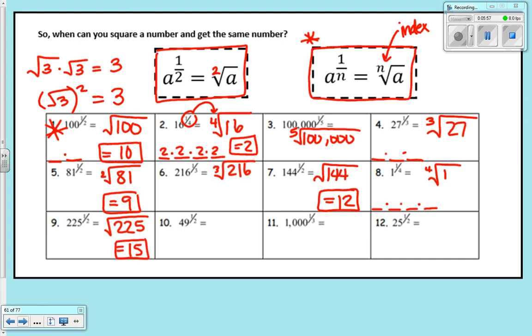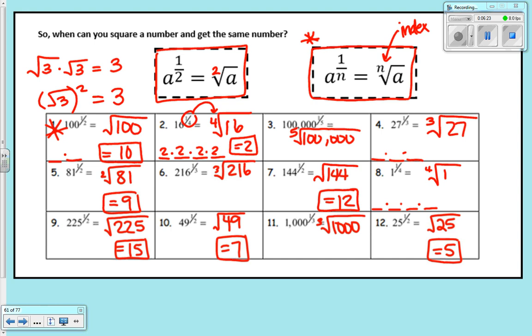Number 10, I'm going to let y'all try it. I'm going to give you a second. Hopefully you wrote the square root of 49, which means my answer is 7. Number 11 would be the cube root, or the third root. Usually they say cube root of 1,000, which would be 10. The last one, again, hopefully you could do this one, just square root of 25. So our answer here is 5.